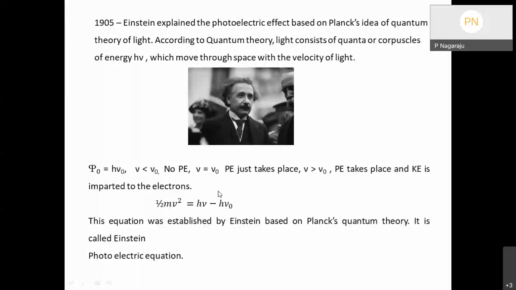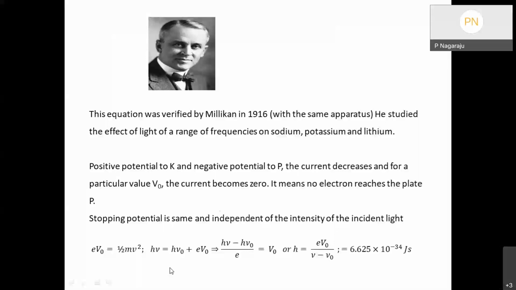The Einstein photoelectric equation is half mv square equals h nu minus h nu naught. Or we can write it as half mv square equals h nu minus phi naught, because phi naught is the work function. This equation was established by Einstein, as I told you already. And this half mv square we can also write as eV naught. That is what I will show here, and then I will come to Millikan's experiment. eV naught is equal to half mv square.